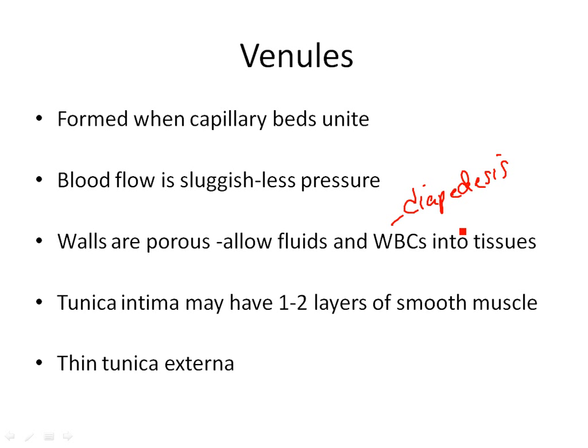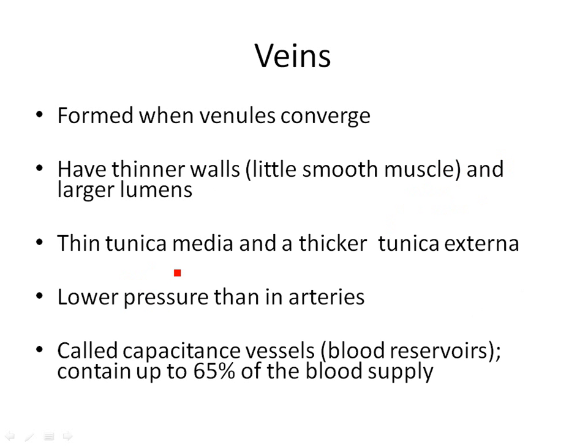The tunica intima in these vessels, it may only be one or two. I made a mistake there. The tunica, let's put media, not intima. The tunica intima is only one layer of endothelial cells. The tunica media may have 1 to 2 layers of smooth muscle. And then they have a very, very thin tunica externa, or adventitia. That's just going to be a little connective tissue layer there. These vessels are not active in vasoconstriction and vasodilation either. They're just trying to get that blood back to the heart.